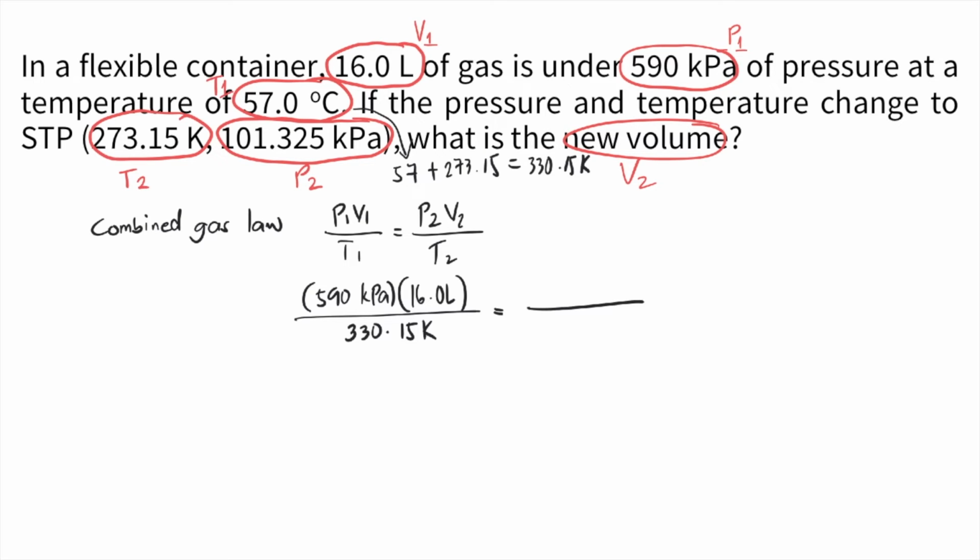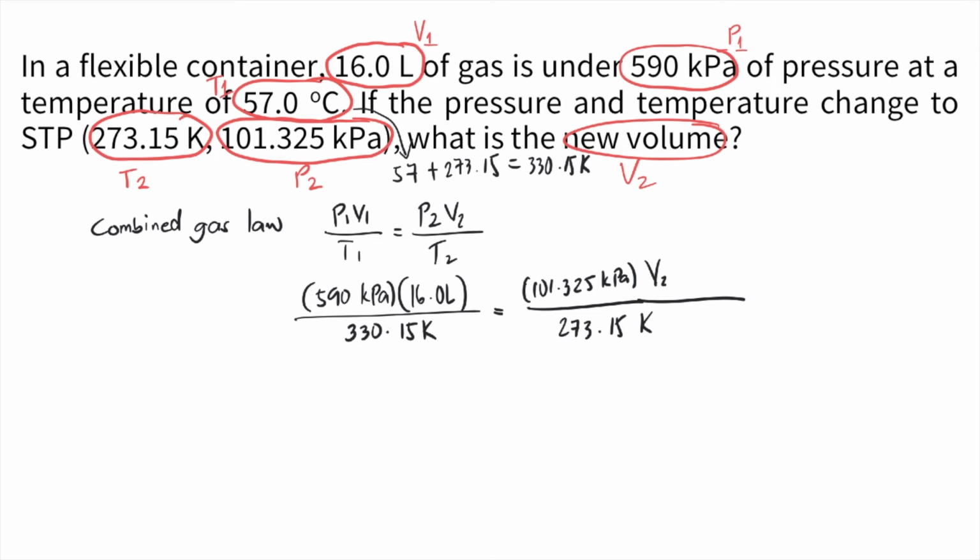P2 is 101.325 kilopascal. V2 is unknown. We're looking for V2, so just write V2. And then T2 is 273.15 Kelvin. So let's just do a little bit of math to solve for V2.